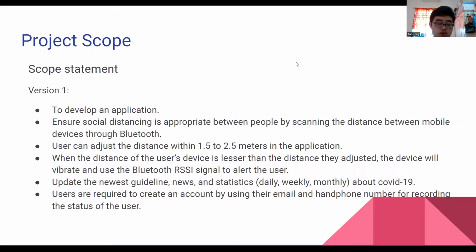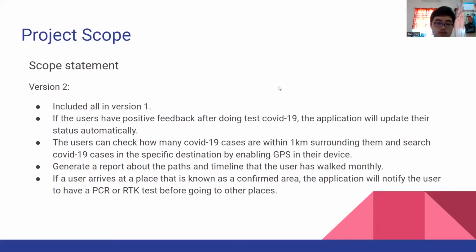The application will update the newest guidelines, news, and statistics daily, weekly, or even monthly about COVID-19. Users are required to create an account using their email and handphone number for recording the status of the user. Version 2 includes all the features in version 1.